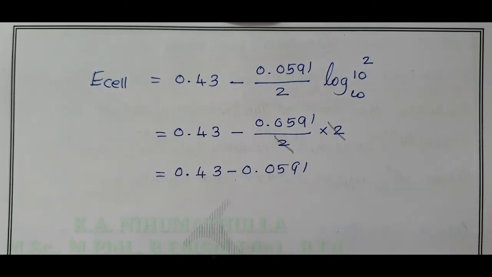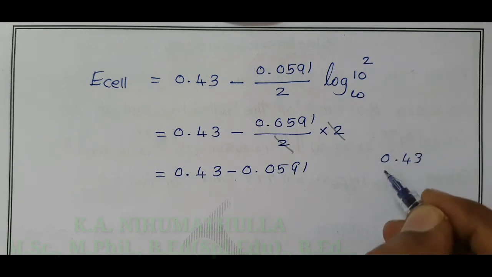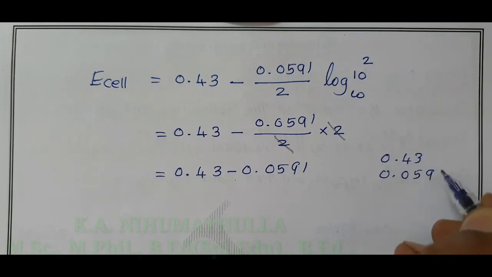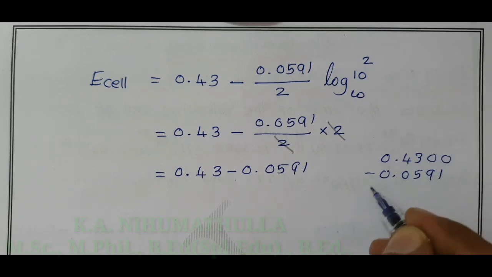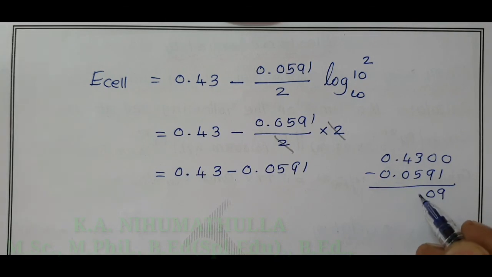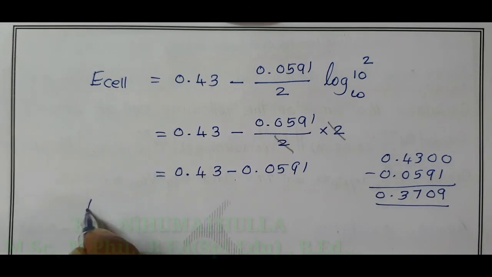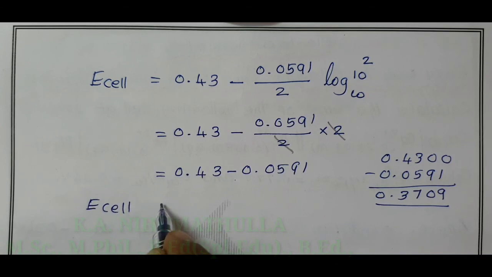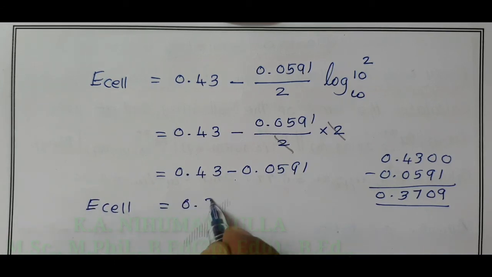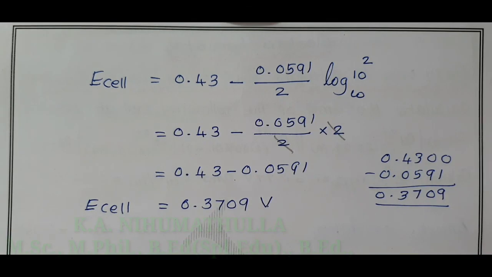Now, we can calculate E cell: 0.43 minus 0.0591. We just have to subtract these two quantities. 0.43 minus 0.0591 gives 0.3709, a positive value. The electrode potential of the cell is 0.3709 volt. So this is how the electrode potential, the EMF, is calculated from the Nernst equation.